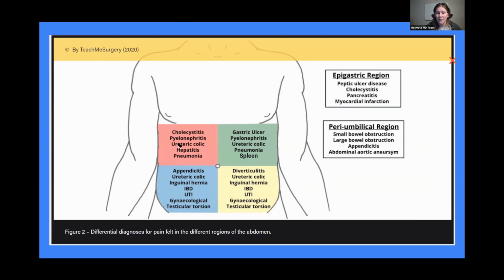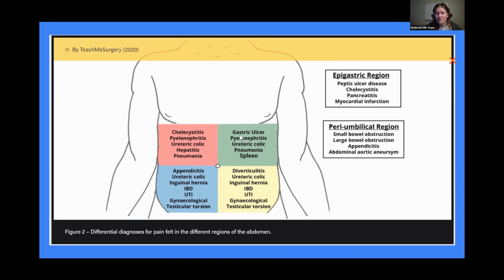So for right upper quadrant, we think of things like cholecystitis, which is the inflammation of the gallbladder. Usually gallstones cause that. Pyelonephritis, which is a kidney infection, like when a UTI progresses up the urinary tract and enters the kidneys, as well as ureteric colic. I don't know what the actual word is, but that's like if you have a kidney stone. Hepatitis, inflammation of the liver. So organs up here are hepatobiliary: the liver, the gallbladder, and your kidneys are more in the back as well.